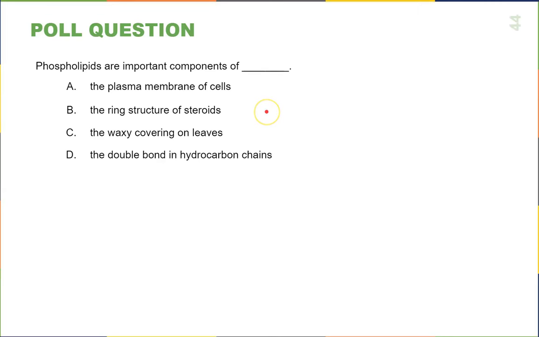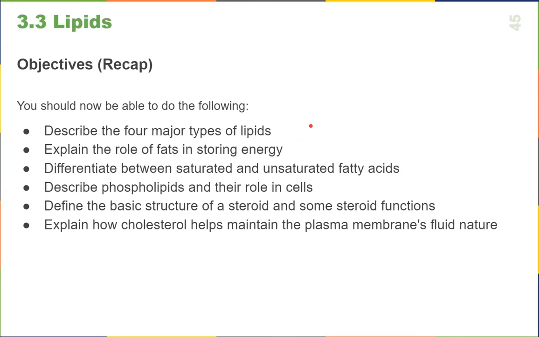So phospholipids are an important component of what? Letter A, the plasma membrane of cells. Okay, so that brings us to the end of lipids. So hopefully now you can describe the four types. So remember the four types are what? Fats and oils, phospholipids, waxes, and steroids.